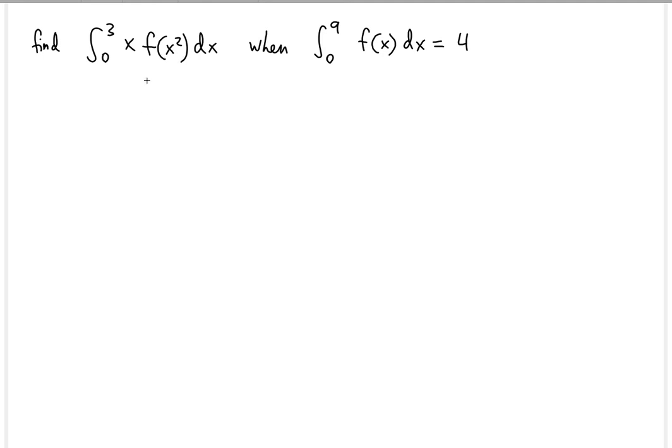First, what you want to do is let g(x) equal the input of this function f, x squared. And then you want to take the derivative of this g function. As a result, this is equal to 2x. Okay.